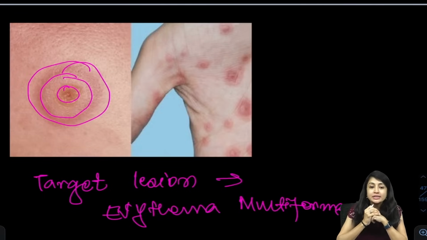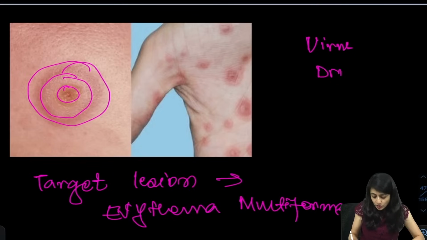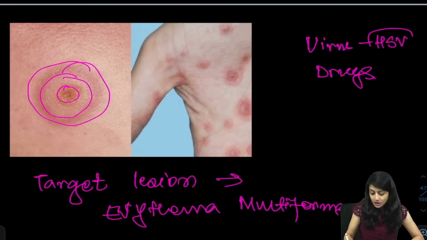So target lesions is seen in erythema multiforme, and some of you gave me the answer. Yes, the most common cause is HSV followed by mycoplasma. So virus is the most common cause. Drugs can also be the cause, but the virus is the most common cause, in virus HSV.